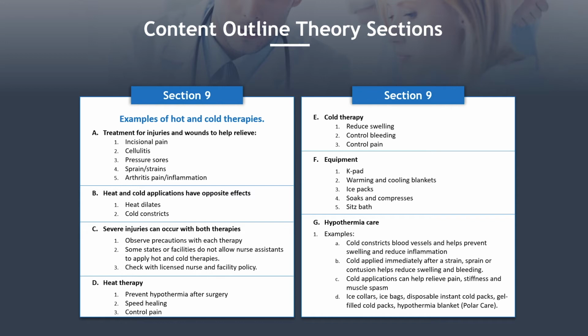Examples. Cold constricts blood vessels and helps prevent swelling and reduces inflammation. Cold applied immediately after a strain or sprain or contusion helps reduce swelling and bleeding. Cold applications can help relieve pain, stiffness, and muscle spasms. Ice collars, ice bags, disposable instant cold packs, gel-filled cold packs, and hypothermia blanket.